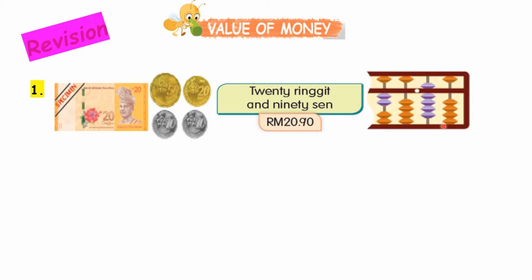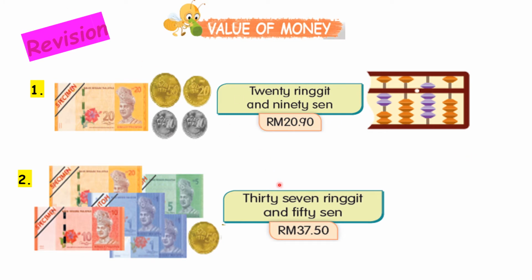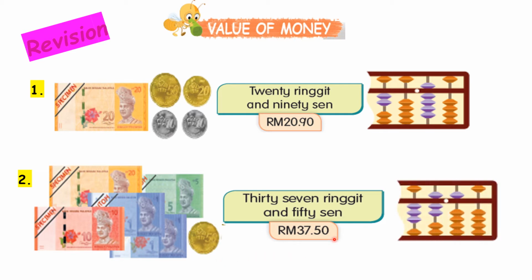And this is the abacus that shows the value of money. Okay, here is 0, 9, okay, dot here, and then here is 0, and then here is 2. So 20 ringgit and 90 cent. Next, this combination of money, the value of the money is 37 ringgit and 50 cent. And this is the abacus that shows the value of 37 ringgit and 50 cent.